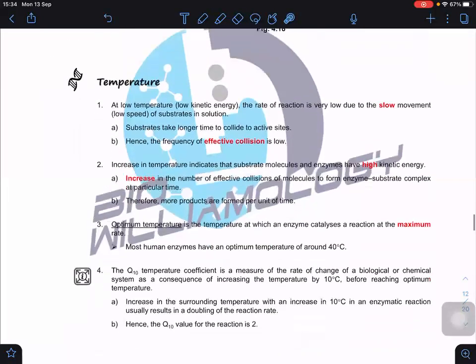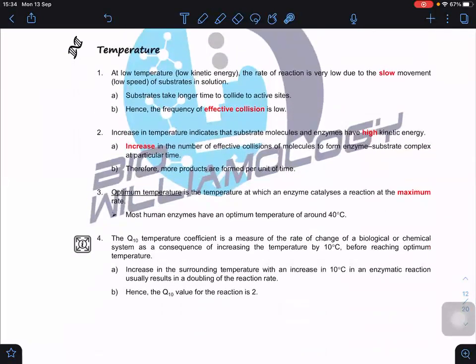So the next part, let us look at temperature, and how temperature actually affects the rate of reaction. First of all, when you have a low temperature, it indicates that the kinetic energy is low, so the rate of reaction is very low due to slow movement. Because kinetic energy is low, therefore movement is slow. So what is the frequency of effective collisions? The frequency of effective collisions will definitely be very, very low because it takes a longer period of time to collide with each other.